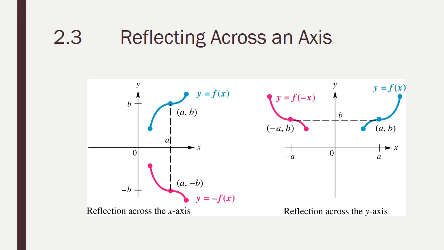Here's an example of reflecting across x and across y. And notice the points. On the first graph, we're reflecting across x. The original graph has (a, b) as a point. The reflection has (a, -b). So our y value has changed from a positive to a negative. On the one we're reflecting across the y-axis, the same thing happens, but with the x value this time.